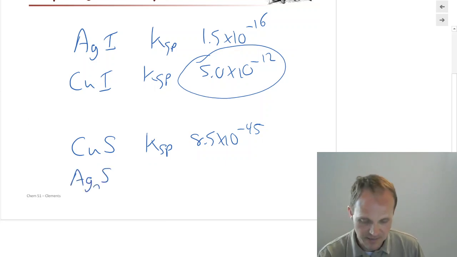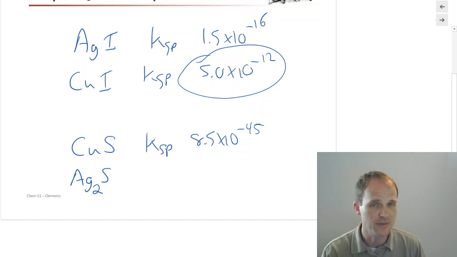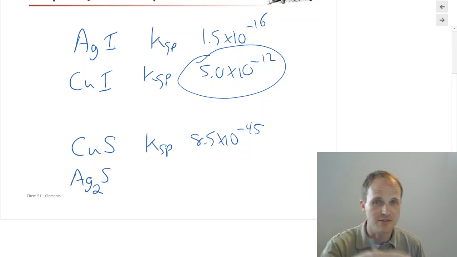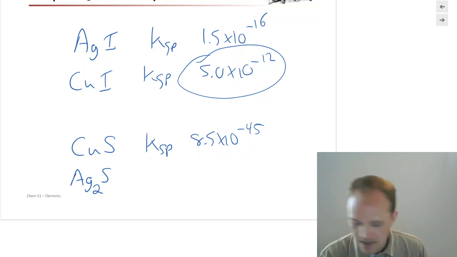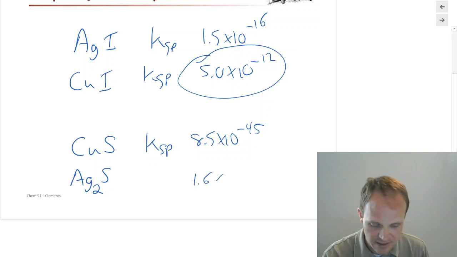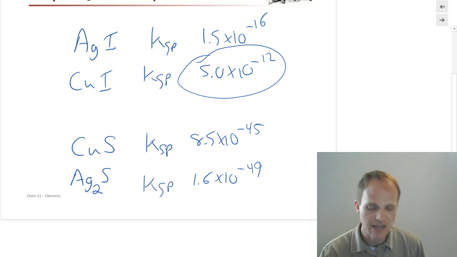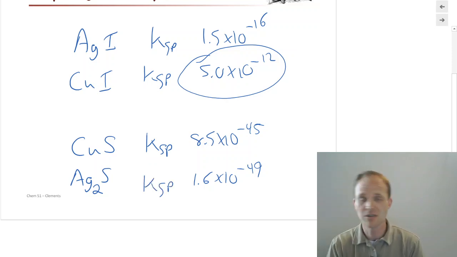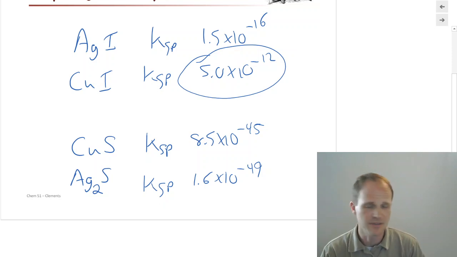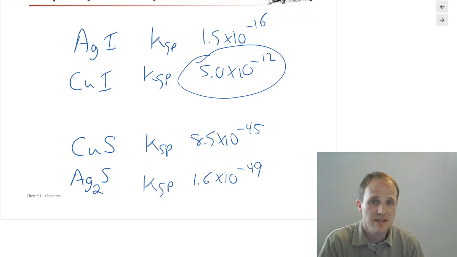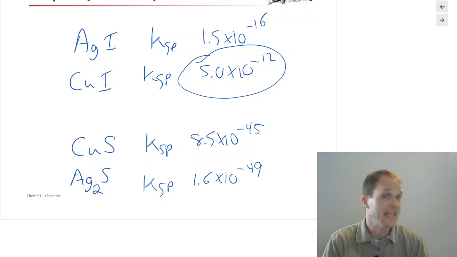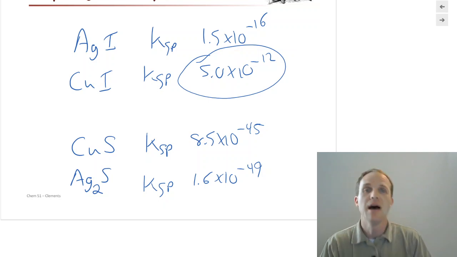silver sulfide, but when we say silver sulfide, we need to make sure silver has a +1 charge, sulfur has a -2 charge, so we need 2 silvers to balance, right? Have to know those things. And that's 1.6 times 10 to the minus 49. Whoa! And you think, okay, which one of these is more soluble? Well, the copper(II) sulfide has a Ksp that's larger, right? 10 to the minus 45 is larger than 10 to the minus 49. But is it more soluble?